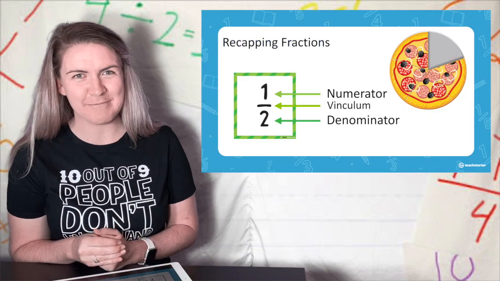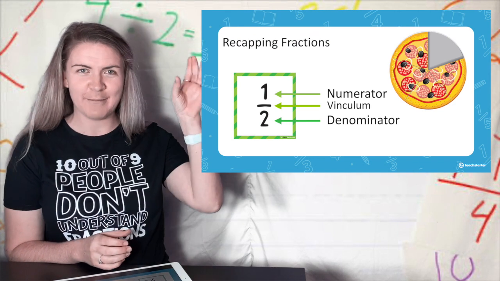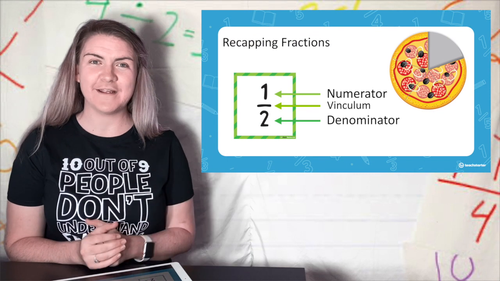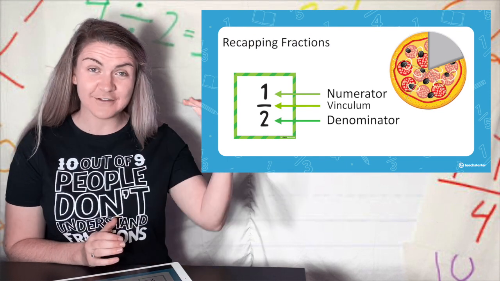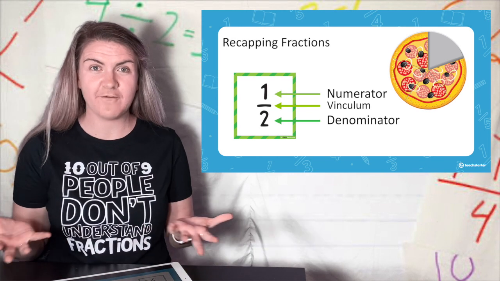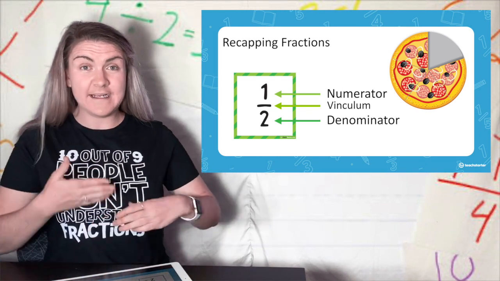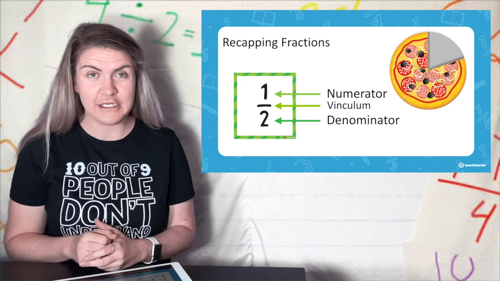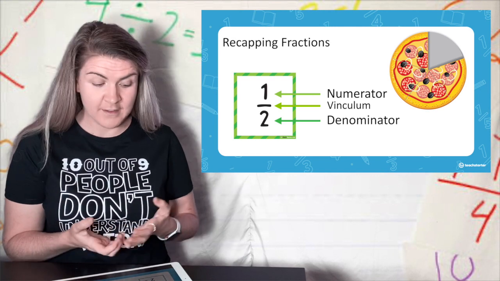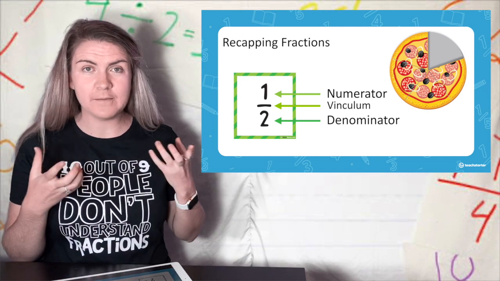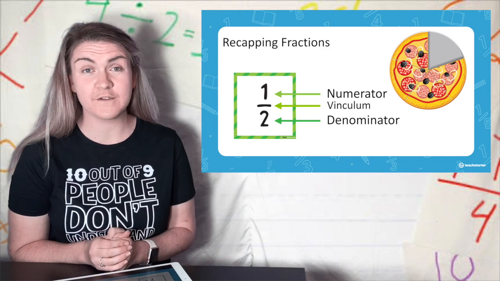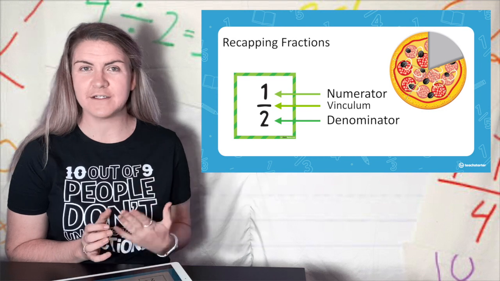Another quick recap. We know that the number that sits at the top of a fraction is called a numerator, and the number at the bottom is called the denominator. The little line in the middle is called the vinculum. If we think about a fraction in terms of a pizza, the denominator is how much it's been cut up into. The numerator is how much of that we have. So in this case, my pizza is cut up into two pieces, and I have one of them. The vinculum can also be thought of as a division symbol.